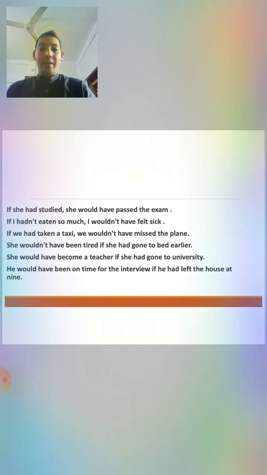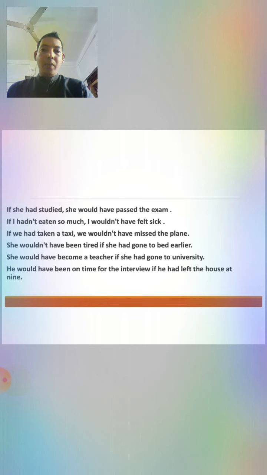If I had not eaten so much, I would not have felt sick. If we had taken a taxi, we would not have missed the plane. She would not have been tired if she had gone to bed earlier. She would have become a teacher if she had gone to university. He would have been in time for the interview if he had left the house at 9.